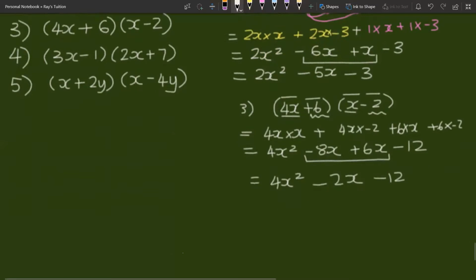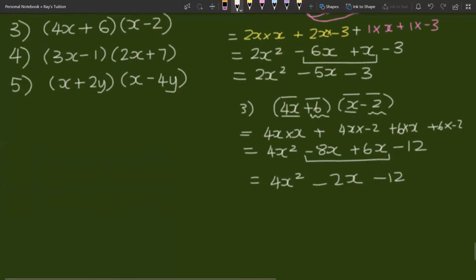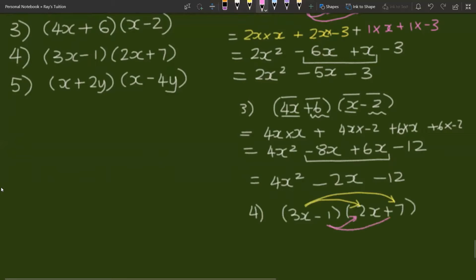Let us do number 4. Oh, wait, that was number 4. No, it was number 3. Let's do number 4. So number 4 is 3x minus 1 times 2x plus 7. This time I'm going to use the double distribution. I'm just alternating methods, so you can choose which one you want and you can learn both, whatever you're comfortable with, whatever you find makes the most sense.